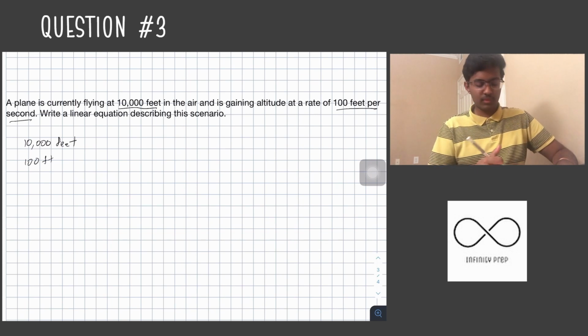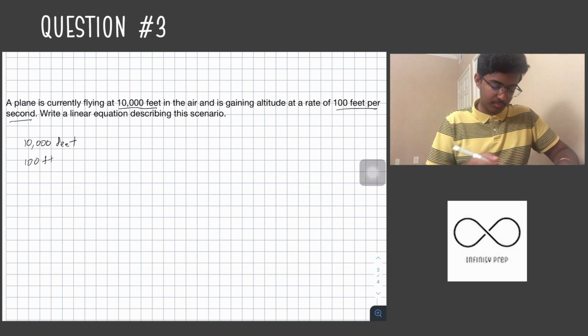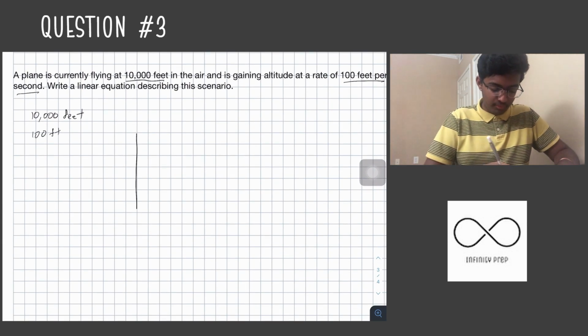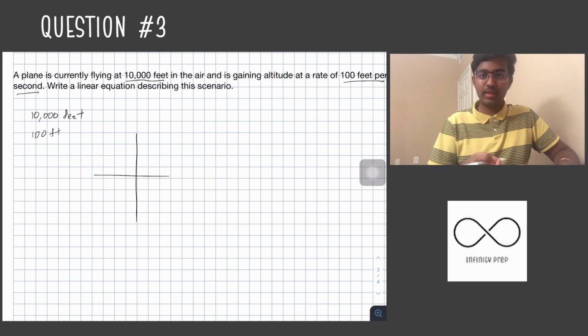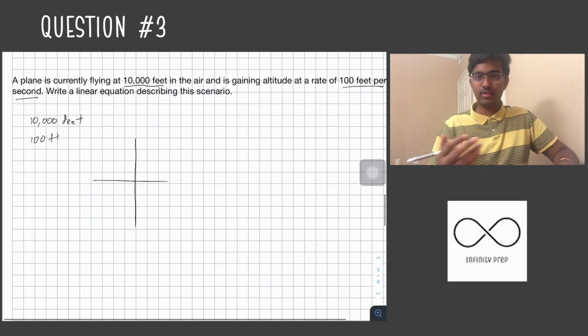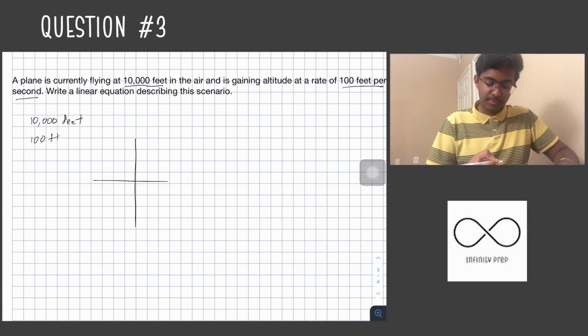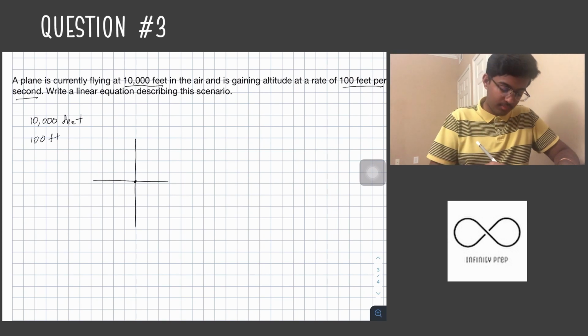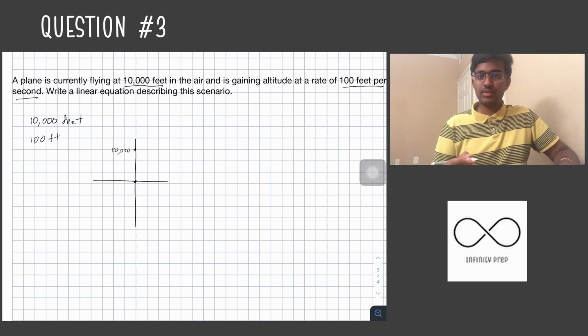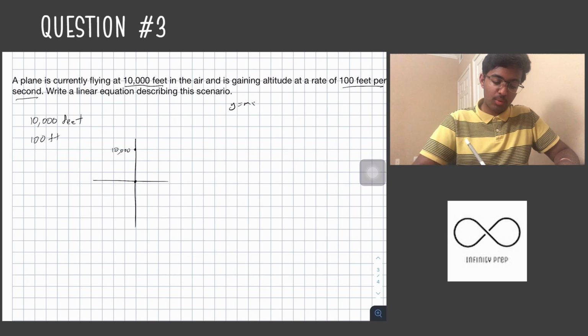So for our graph, the x-axis represents the time, and the y-axis represents the altitude of the plane. At time 0, which is right here, the plane is at 10,000 feet. Say that point right here is 10,000 feet. That represents the y-intercept of the equation right there. And in our equation y equals mx plus b, the y-intercept is b, so b is equal to 10,000.